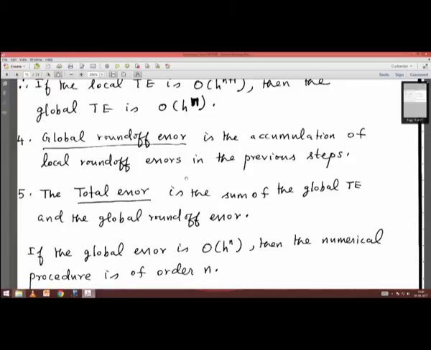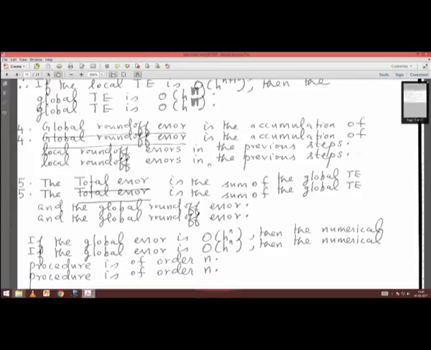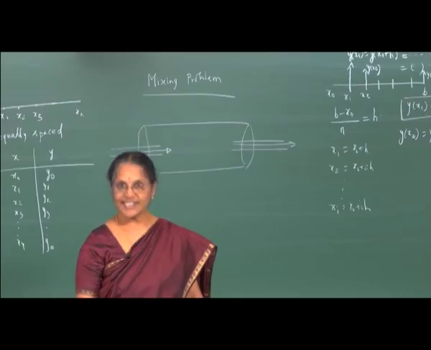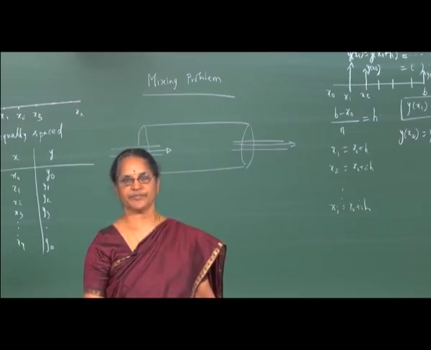Then what about the global round off error? Yes, what is it? It is the accumulation of the local round off error in the previous steps. And then what is the total error? The total error is the sum of the global round off error and the global truncation error. So, as I already have said, if the global error is of order h^n, then we say that the numerical procedure is of order n.